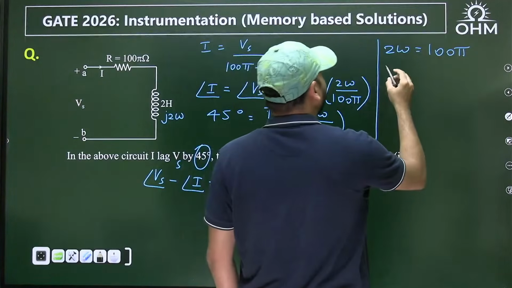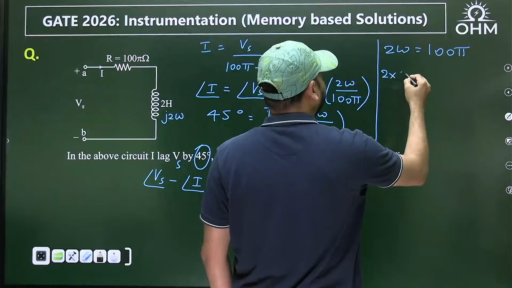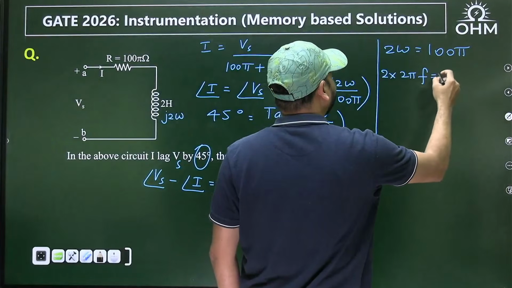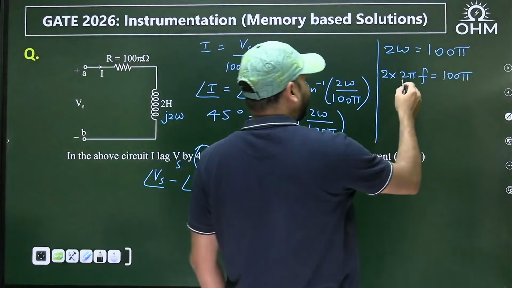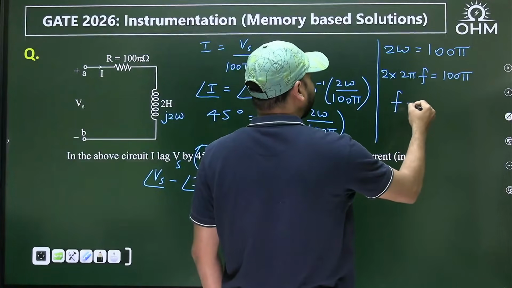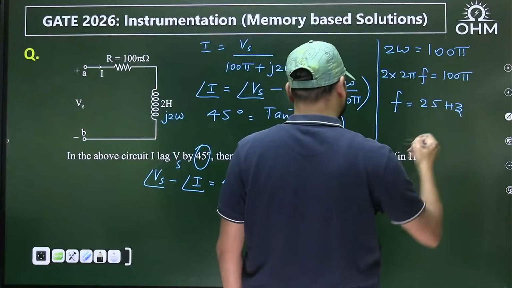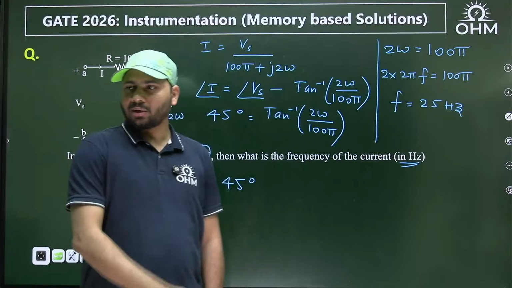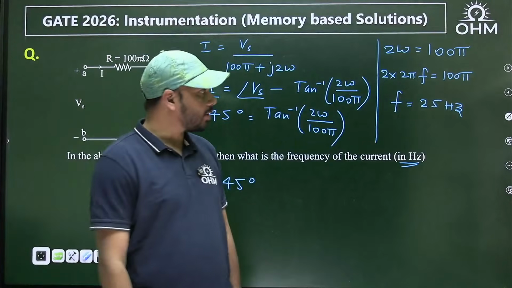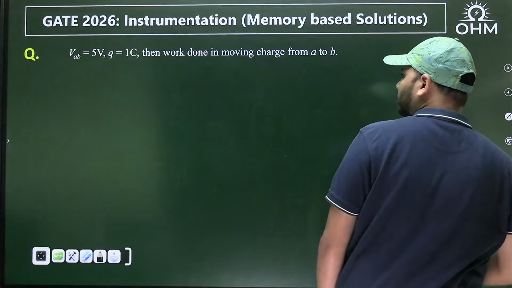Now in place of omega, we can write 2 pi f. 2 times 2 pi f is equal to 100 pi. So pi will definitely get cancelled. F is 100 by 4, which is 25 hertz. In fact, your answer must be in units of hertz. The answer is 25 hertz. Let's move on to the next question.